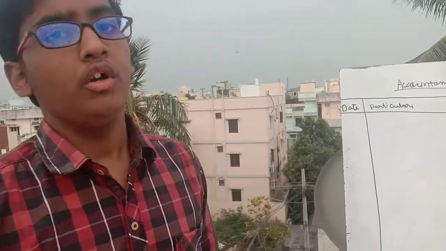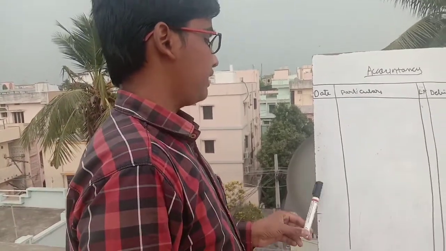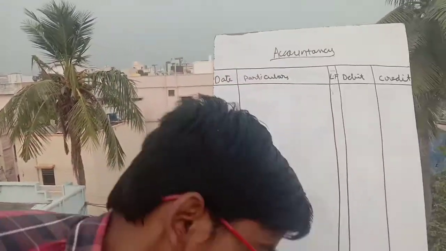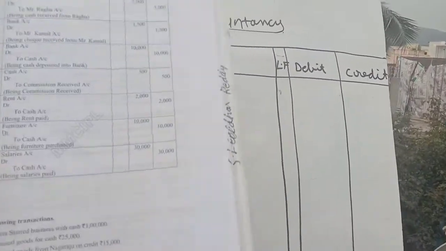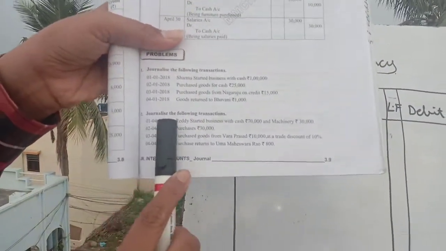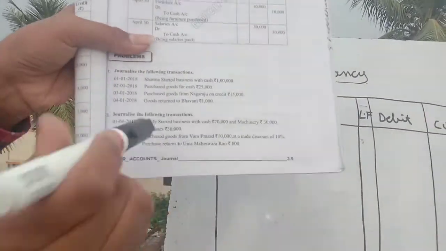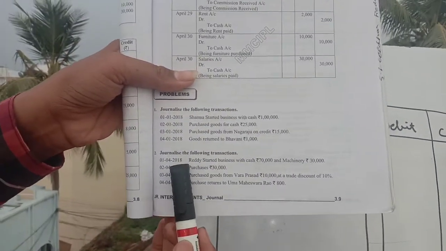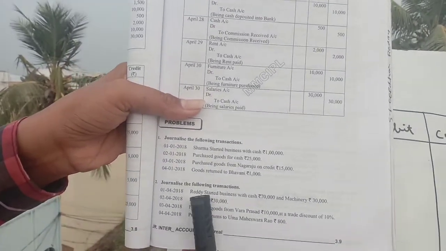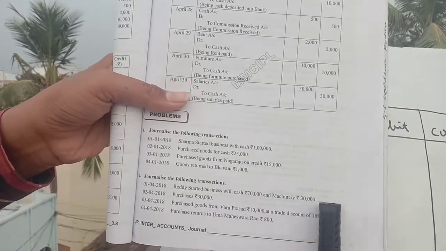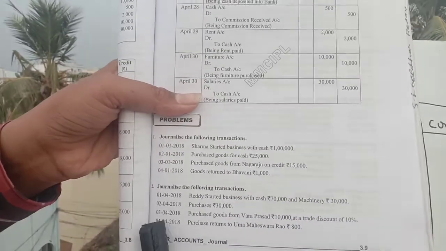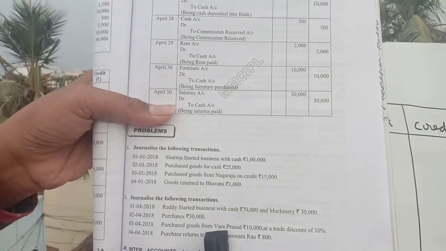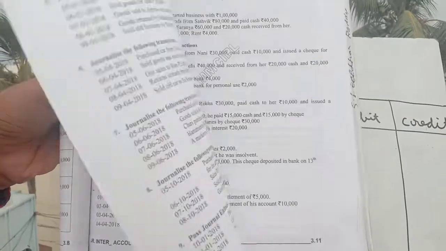Today we are going to discuss accountancy problem number 2. So in our session, please look at the problem first. Here we can see problem number 2. Journalize the following transactions. Here we can focus. The problem is 1/4/2018. Again the year is 2018. Reddy started business with cash 70,000 and machinery 30,000, and purchased goods from Varpasa at 10,000 at a trade discount of 10%.